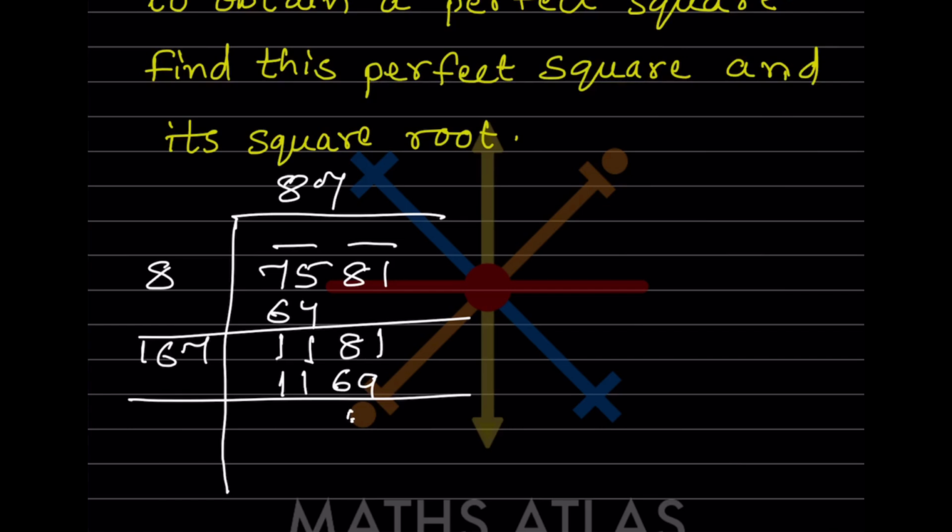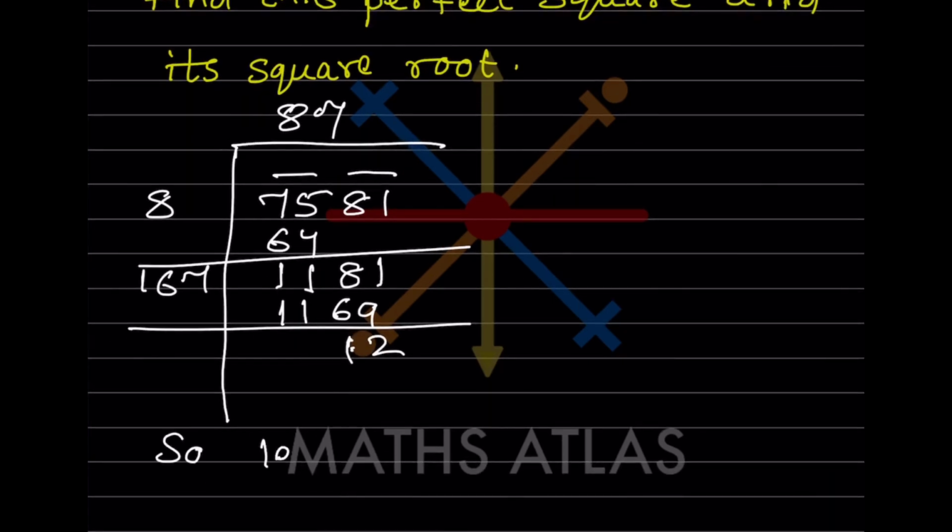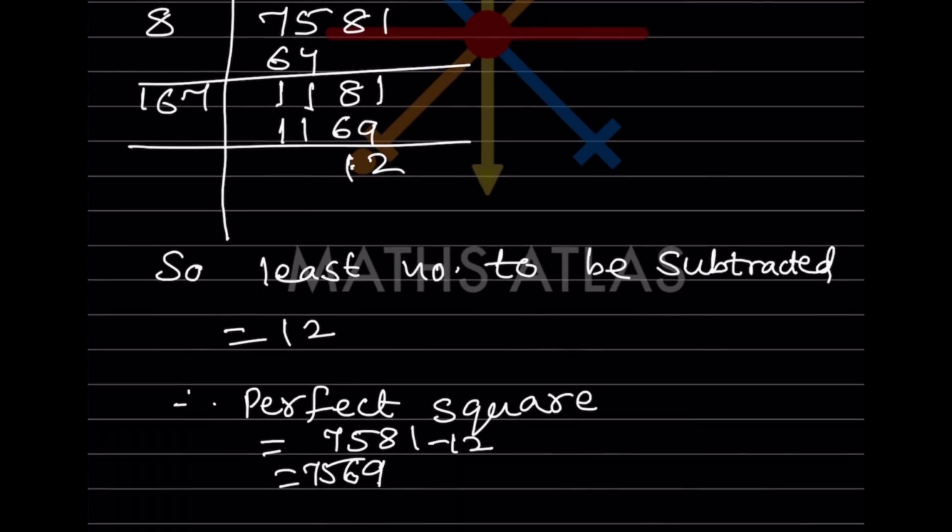So the remainder is 12. So we can write here, the least number to be subtracted is equal to 12. So they have asked for the perfect square as well. Therefore, the perfect square is, we have this number 87581. From there, you're going to subtract this 12 that you got. So the answer, if we subtract, will be 87569.